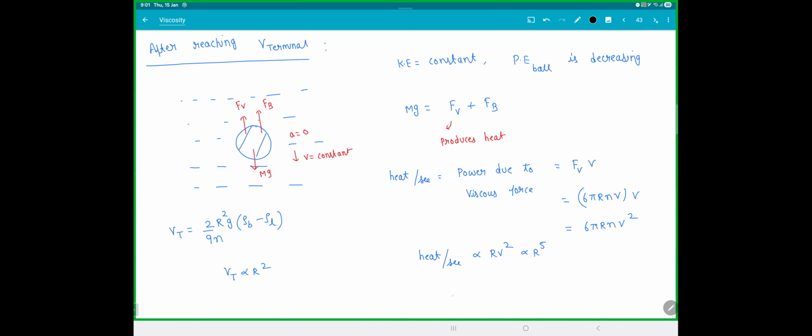So if you have two balls of radius r and radius 2r, when they reach V terminal, this guy will have V and this guy will have 4V. This guy will produce heat H and this guy will produce heat 32H. Clear? So this is understood. So the one who is responsible for producing heat is your viscous force.